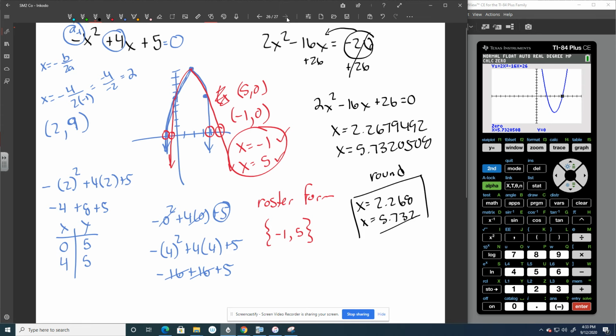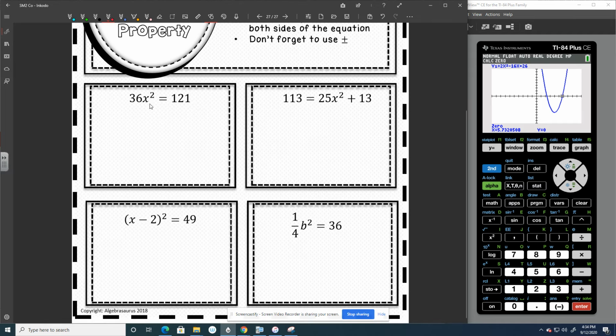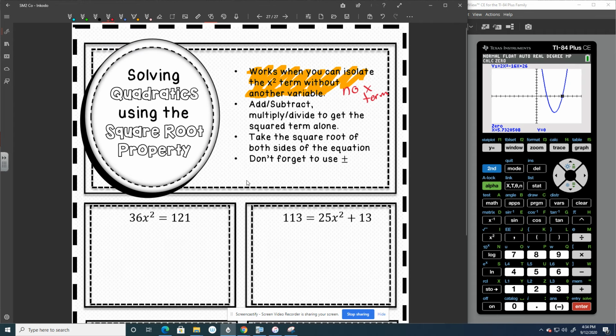Now, if I have another situation that looks like this, what happens if I don't have an x? Well, we can use something called the square root property. So there's a few notes up here for you. This works when you can isolate the x squared without another variable. So what that means is there is no x term. And if you notice in all of these examples right here, there's a 36x squared, there's a 25x squared, there's a b squared, and technically there's an x right here, but I'm going to show you that one here in just a minute.